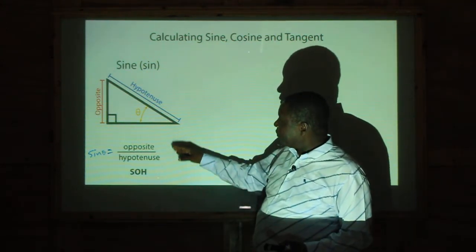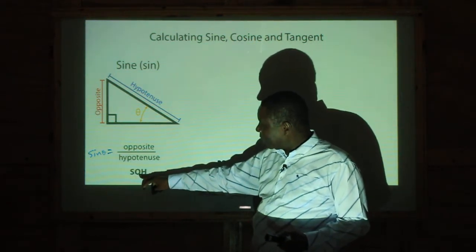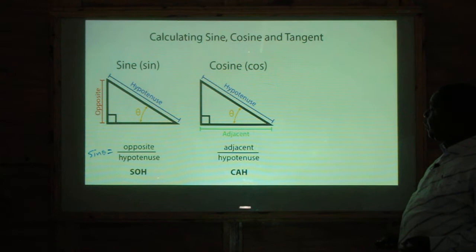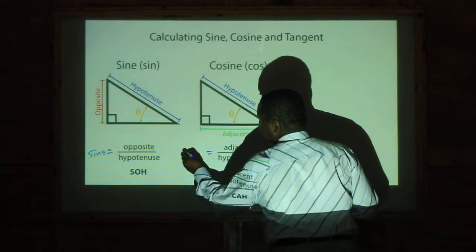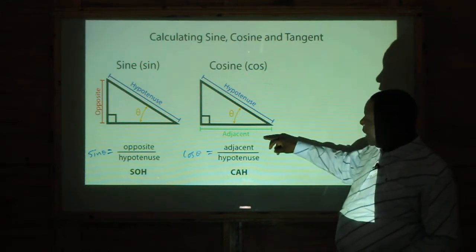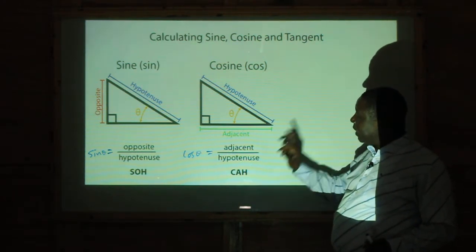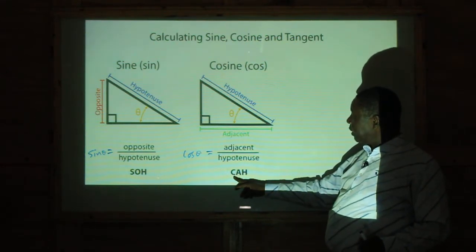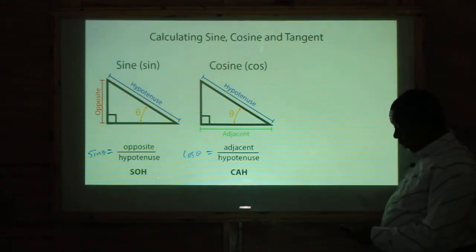So for the sine, it's SOH, which is sine equals opposite all over hypotenuse. And then we have the next one, which is the cosine. For the cosine, abbreviated as cos, the cos of theta is always equal to adjacent all over hypotenuse, and it's the CAH, C-A-H, you see. Cos equals adjacent all over hypotenuse, like you see it there. So that is what we call the CAH.